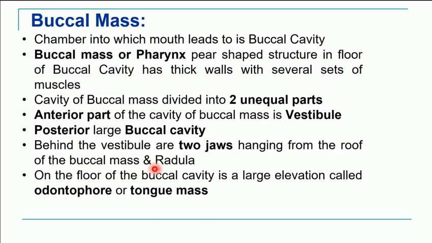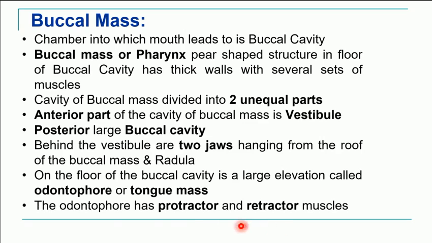Okay, then followed by this radula, there is another structure that is known as the odontophore, which is similar to the tongue, or it is also called the tongue mass. On the floor of the buccal cavity, there is a large elevation. That large elevation is called the odontophore or the tongue mass. What is the structure and function of it? We will be seeing that in the next few slides.